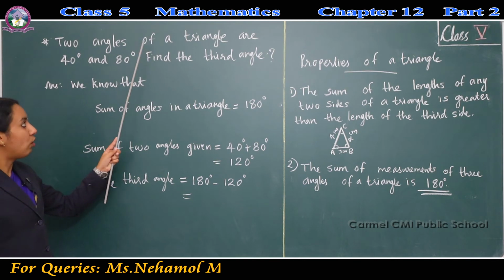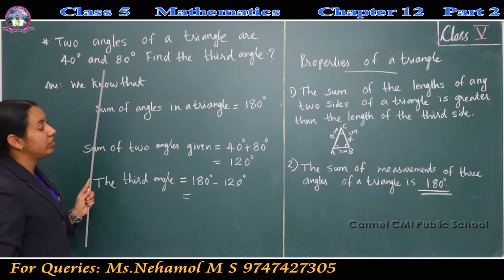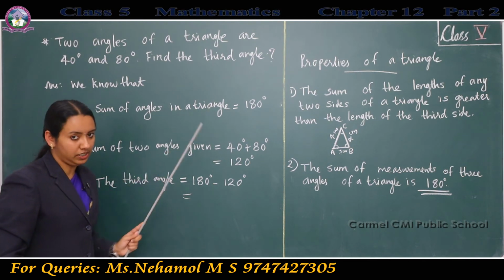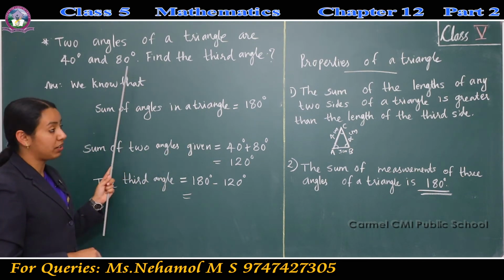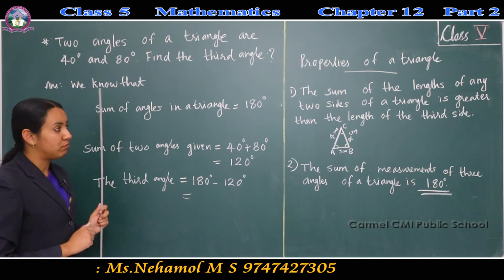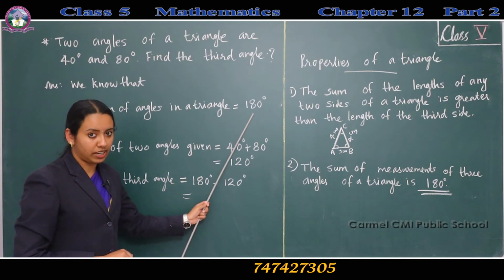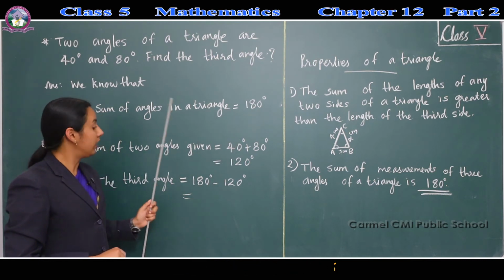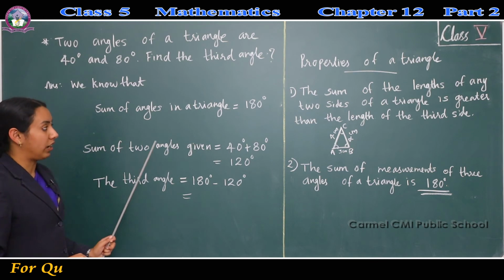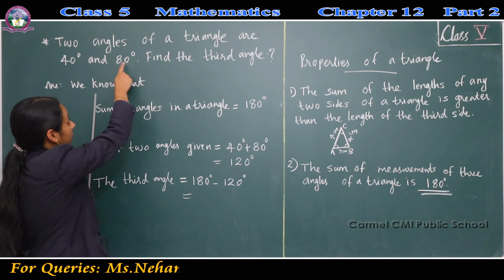Two angles of a triangle are 40 degree and 80 degree. Find the third angle. Two angles are given. We have to find the third angle. Then how can we find it? We know that sum of angles in a triangle is 180 degree. Two angles are given, 40 degree and 80 degree.